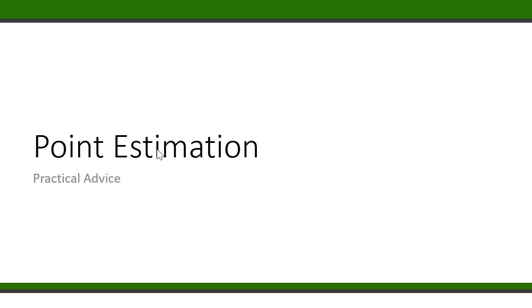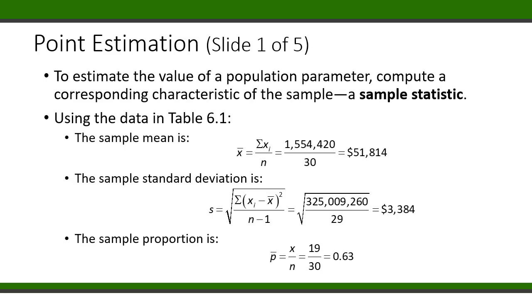So we're going to continue on with point estimations and how you go about calculating that. So we're going to have 5 slides of that. To estimate the value of a population parameter, we need to compute a corresponding characteristic of the sample. So this would be a sample statistic. The sample mean, written as x bar, is the summation of all the x's divided by n. So if we took a sample size of 30, we would have a sample mean of this amount.